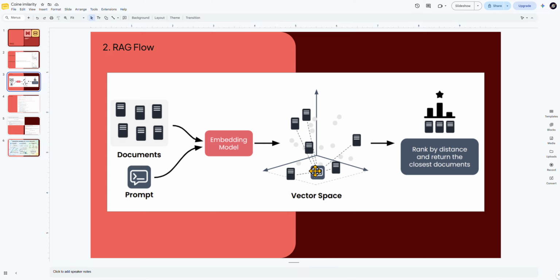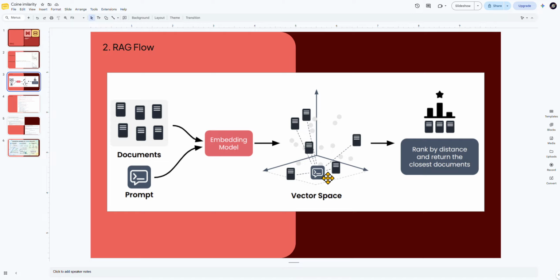So for example, if the prompt sits in this position, you think, okay, this is the nearest one, this is the second nearest, and this is the third nearest. So 1, 2, and 3 contain data related to this query, and all these documents are then passed to the LLM for the LLM to give an appropriate answer. This is the whole workflow that we are trying to understand.